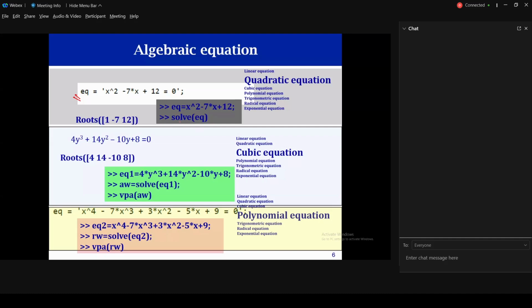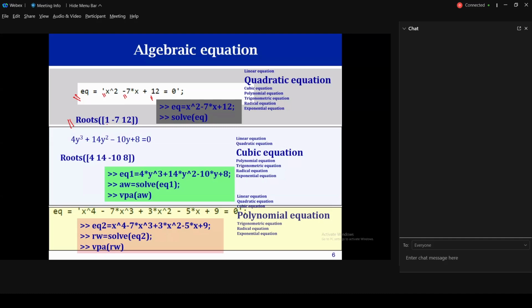Or if you don't want to write in symbolic form, then we can use the command called roots. The first element here is the coefficient of x square. The second element is the coefficient of x. Third is the constant. So basically these are the coefficients in ascending or descending order of the power.